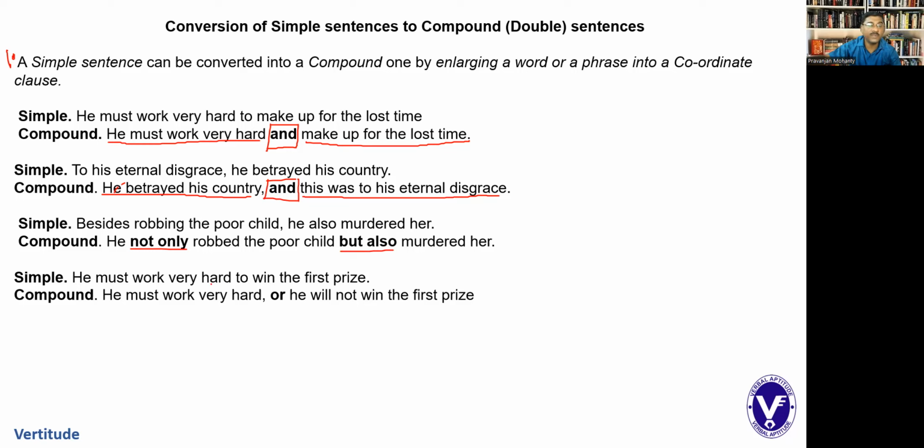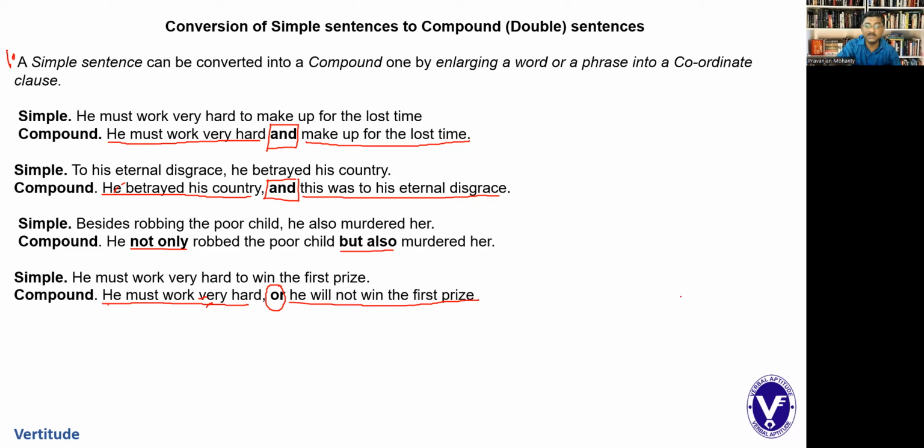He must work very hard to win the prize. So we have to use or. He must work very hard, this is one part. He must work very hard or he will not win the prize. We made it a compound sentence. He must work very hard to win the first prize.